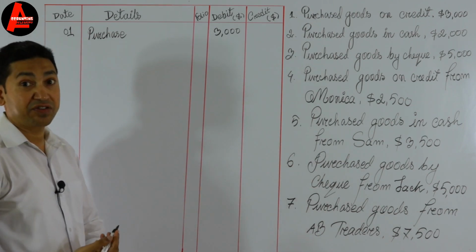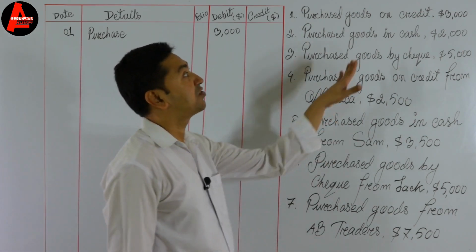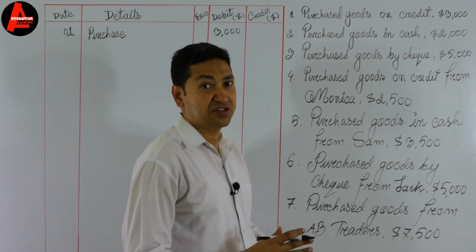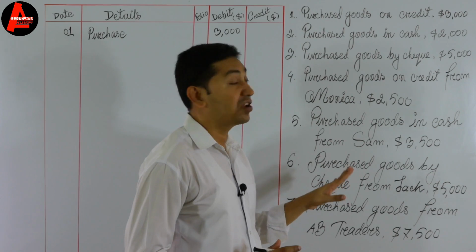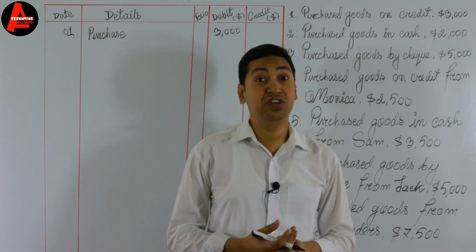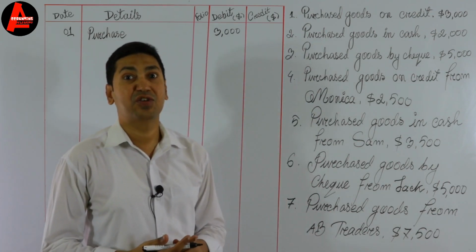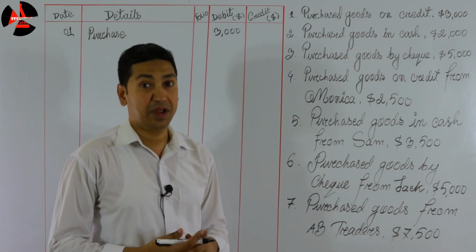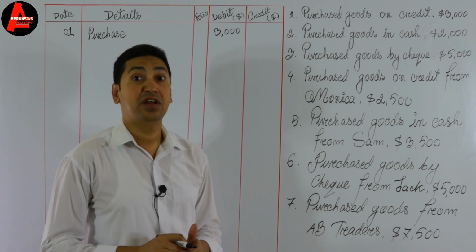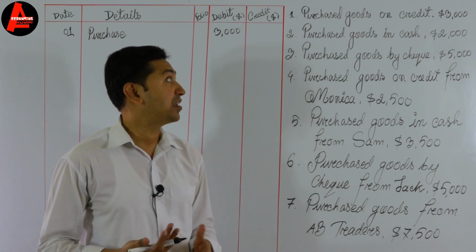Then which account to be credited? This is the confusing part for most of the students. Here purchased goods on credit. There is no cash, no check, no bank, no name, nothing is written. Credit means you purchased goods but you did not pay money. So when you purchase goods on credit, an account is created. Which account? Accounts payable or creditors. It is a liability.